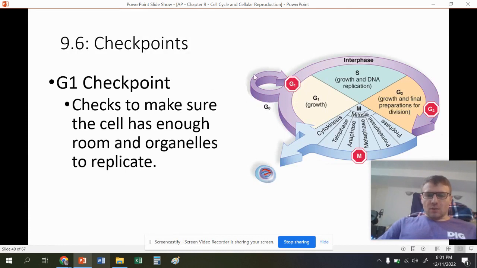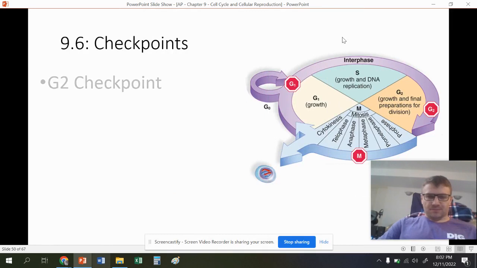So in the G1 checkpoint, the cell is going to make sure that there is enough room for the cell to divide, and it's also going to make sure that the organelles have replicated. If these two things haven't occurred, then it won't go through the S phase, because there could be some errors or mistakes that occur in that S phase.